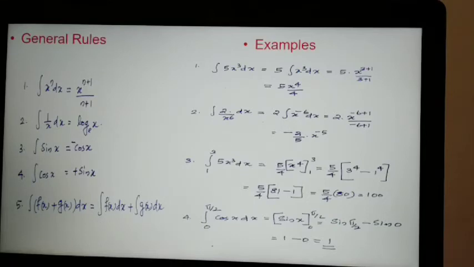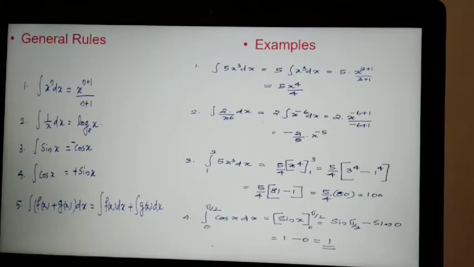Okay. So that is the first example. Then the second example is integral 2 by x power 6 dx. Again, that 2 is a constant, that 2 can be taken out. Then that will be 2 into integral 1 by x to the power 6 dx.